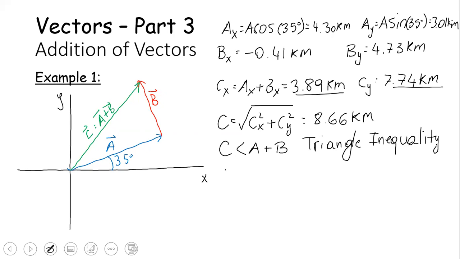For the angle, we take the inverse tangent of the y component over the x component. And again, make sure your calculator is in degrees and not radians. And the answer you get is 63.3 degrees. And we've solved the problem. That's all there is about addition of vectors.